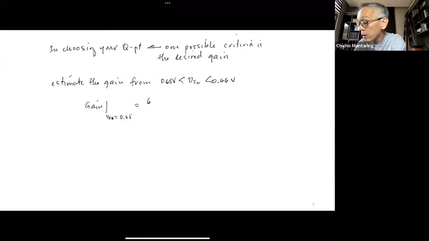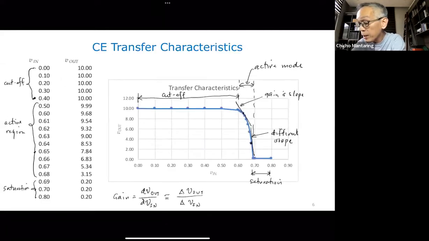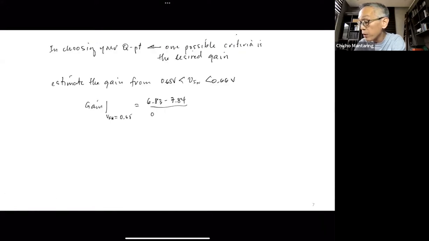6.83 minus 7.84 divided by 0.66 minus 0.65. I'm assuming that is the approximate gain at this point, at V in equal to 0.65. And you'll notice this is equal to negative 101. So that's how big a gain you can get with your transistor amplifier.